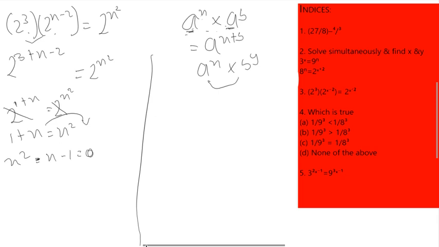So we're going to look for two numbers that when we add them together, they give us minus 1, and when we multiply them, they also give us minus 1. I don't think we can easily get that number. So let's just use the formula method, the general formula. So x is equal to minus b plus or minus root b squared minus 4ac over 2a.